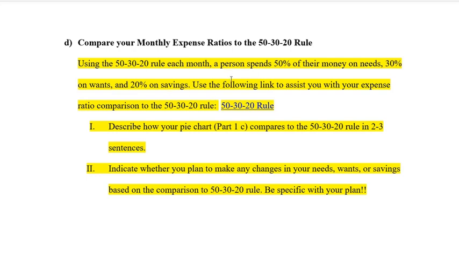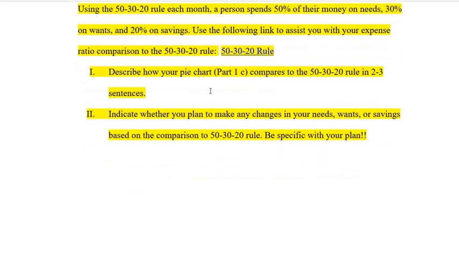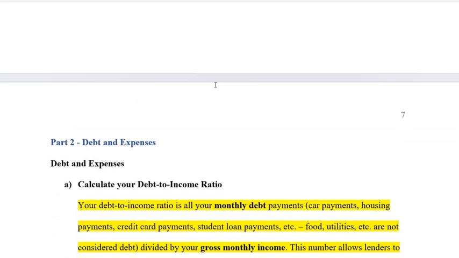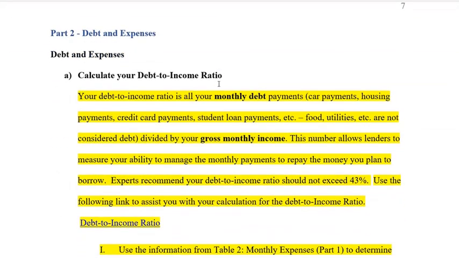And then in this part, you're going to fill out the 50-30-20 rule, which is saying that 50% of your money should be on needs, 30% on wants, and 20% on savings. Okay, so there's a lot of this that involves your own opinion. So that was part 1.